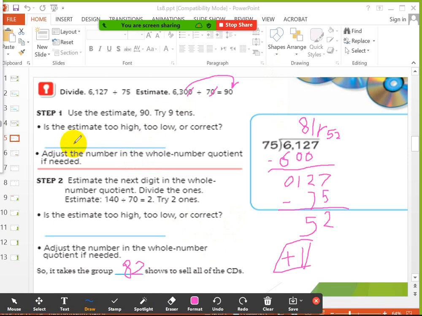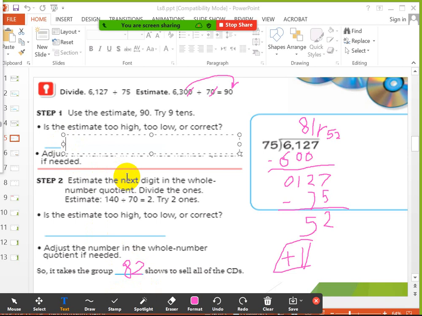Who will tell me? Is it too high or too low? Look, the estimation is 90 and the real answer is 82. You can type it in the chat. Yes, that's right, Larissa. The estimation is 90 and the real answer, or the quotient, is 82.